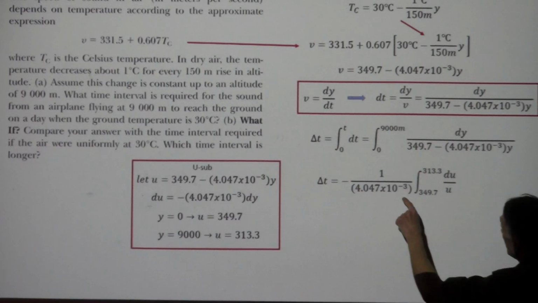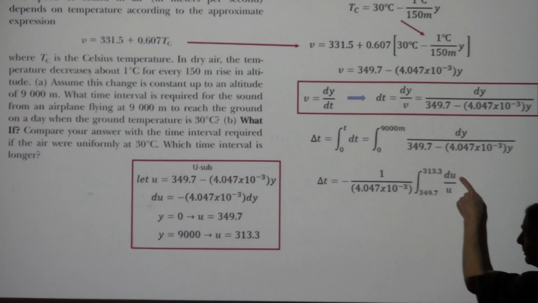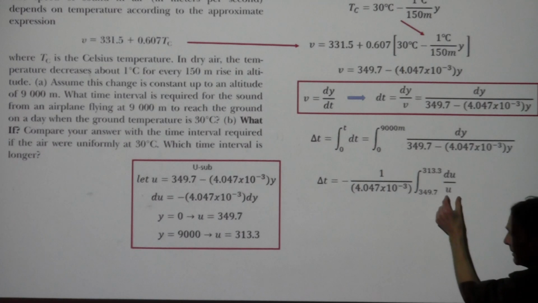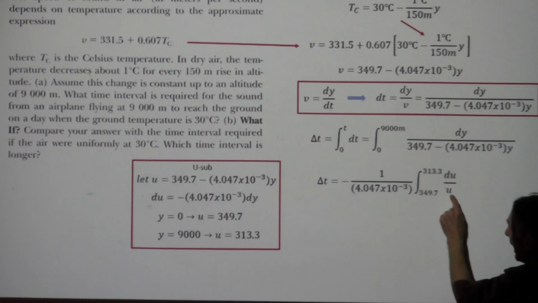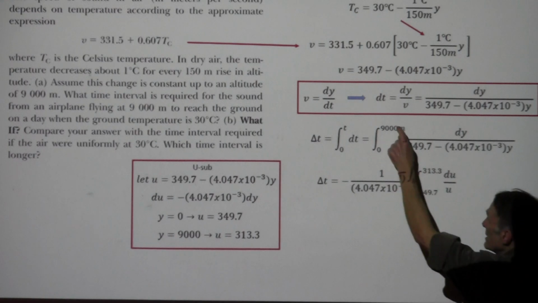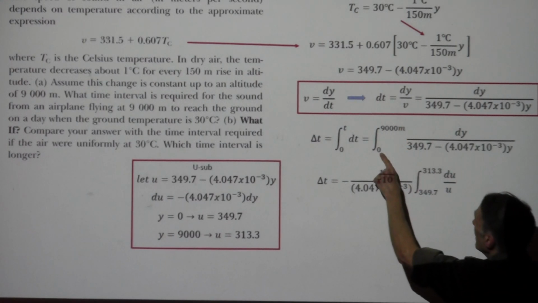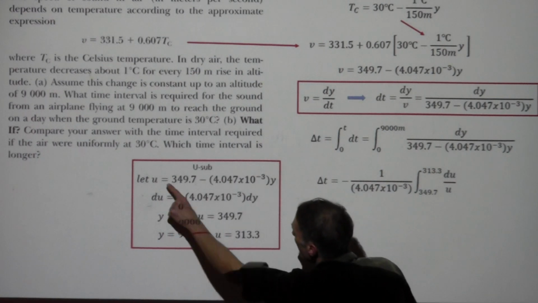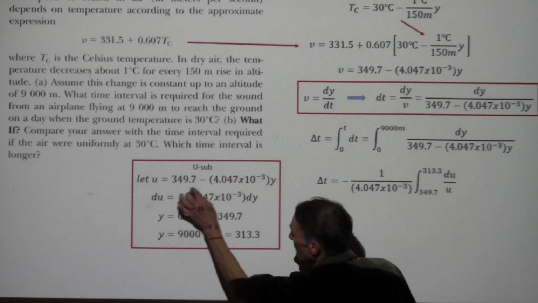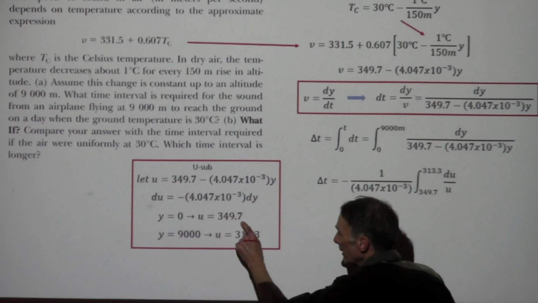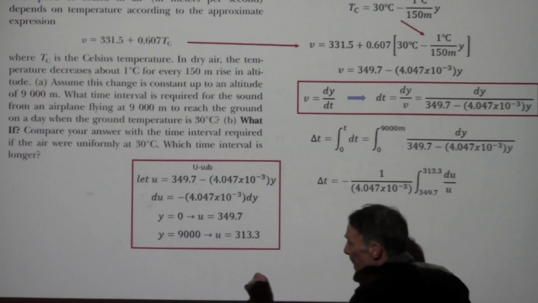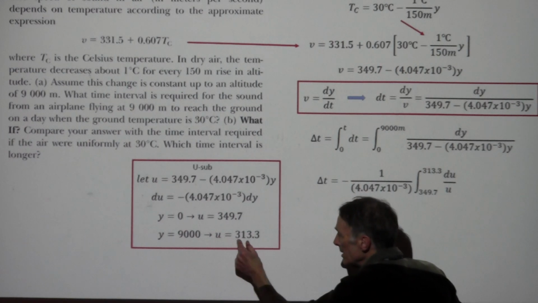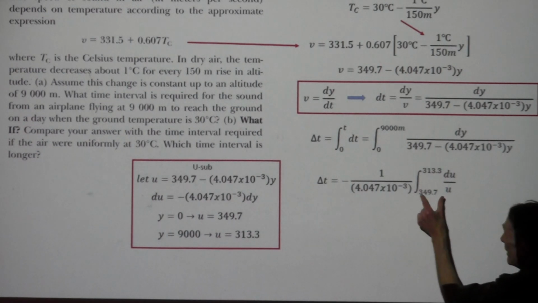we get delta t is getting the du. I've got all of this stuff that came out. Hopefully you can see this and make sense of this. And I've got a u. I changed the limits here. When y is equal to 0, I go back into here, set y equal to 0, that's 0, and then I've just got u is equal to 349.7. That comes in here for the first one. When I go up to 9,000 meters, u is equal to 313.3, so that becomes this other limit.